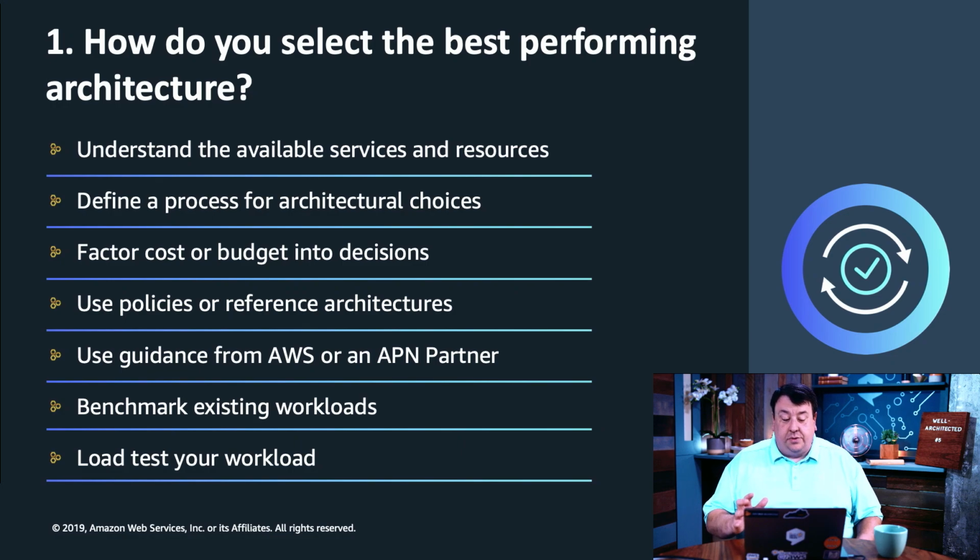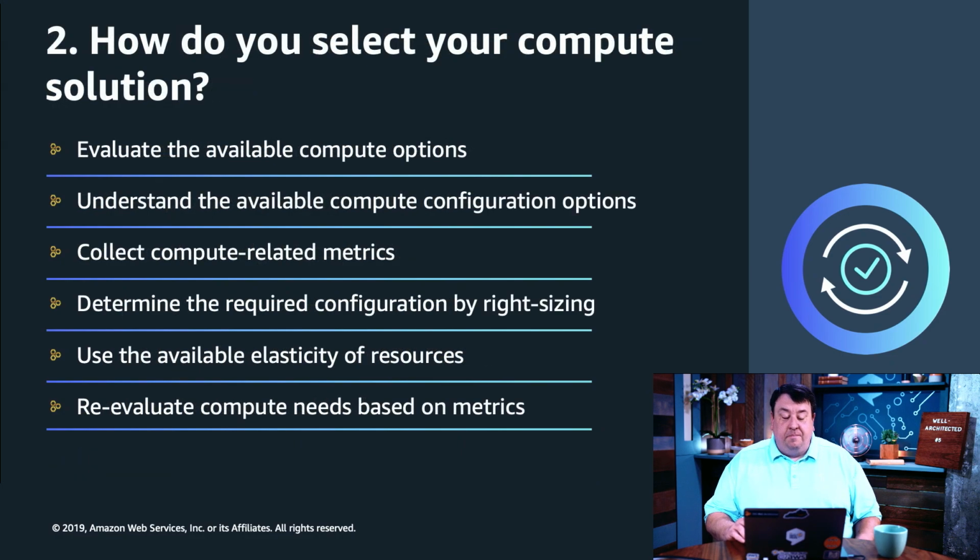And then I think the most critical thing is to benchmark what you're currently doing, and what you are expecting today, so that as you make changes in the future, you have a baseline to work against when doing additional load testing. So the first thing is, how do you select that best performing architecture? You need to select the right compute platform. You need to know what compute platforms are available in the cloud, and select the best performing compute for your particular workload.